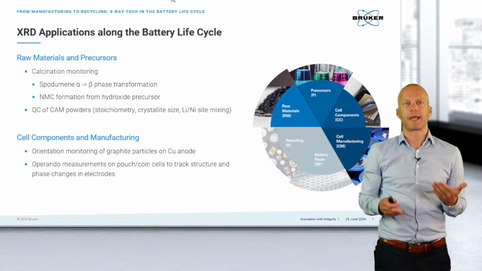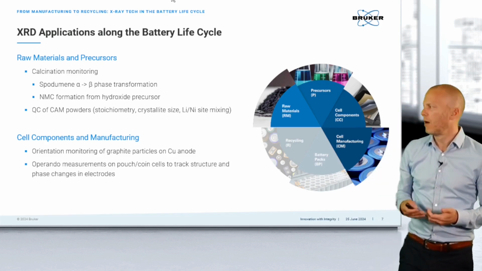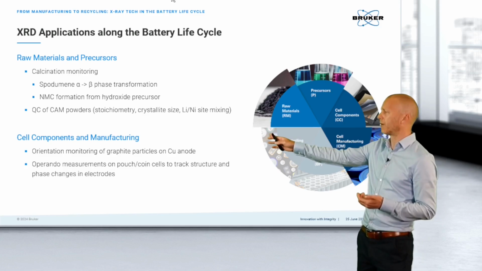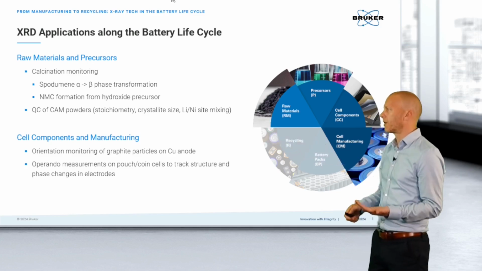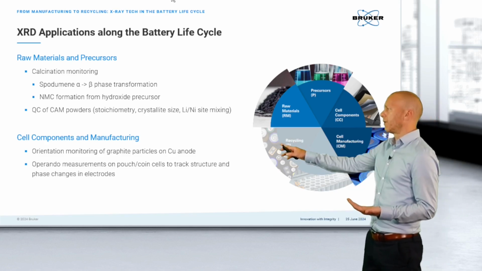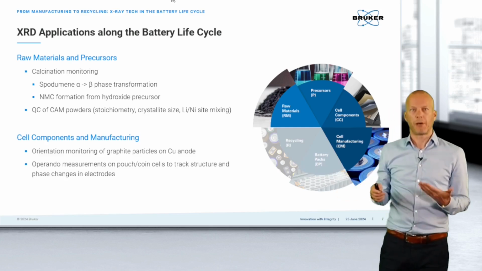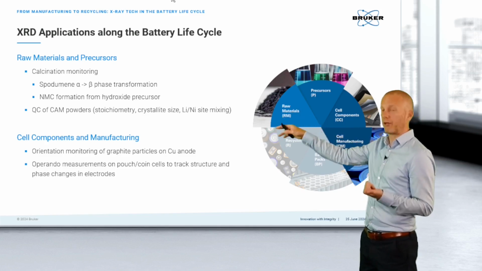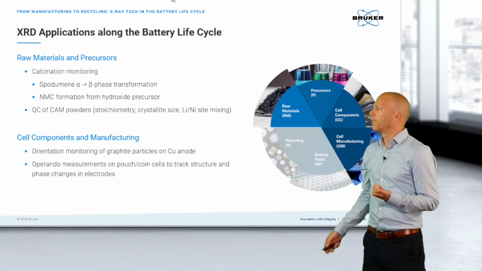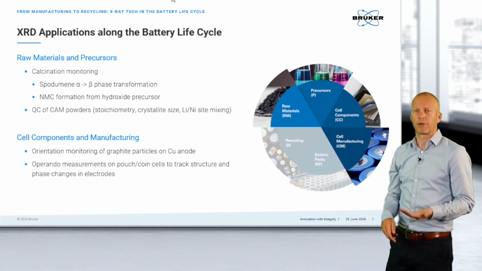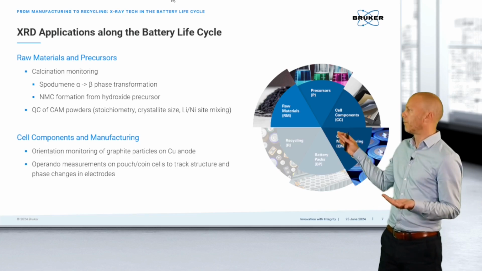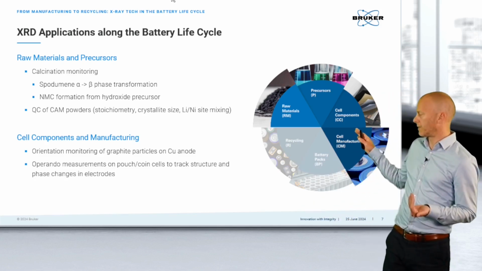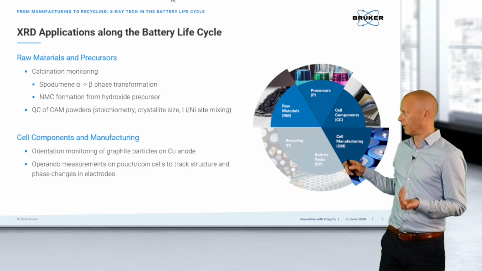Okay, so where does X-ray diffraction appear along the battery life cycle? Here I've just highlighted a few different applications, starting from the raw materials and precursors. I'll show an example of calcination monitoring, and an example as well for quality control of cathode active material powders, where we can do a structural analysis and get some very nice structural detail for quality control of these materials. And then a couple of examples where we look at different cell components and during the cell manufacturing, including operando measurements on pouch cells or coin cells. This is what we will show in more detail during the laboratory session a little bit later on.